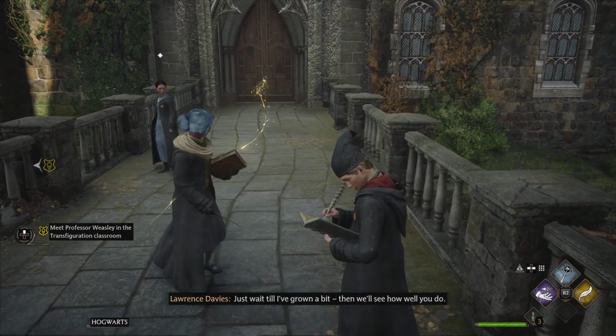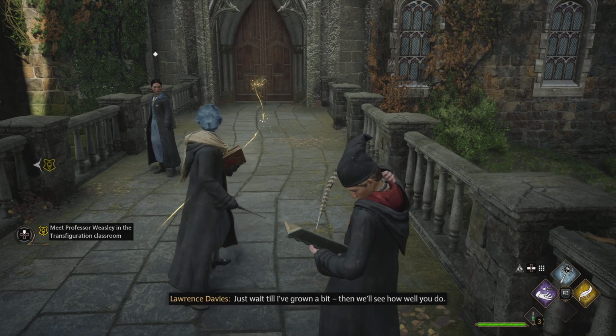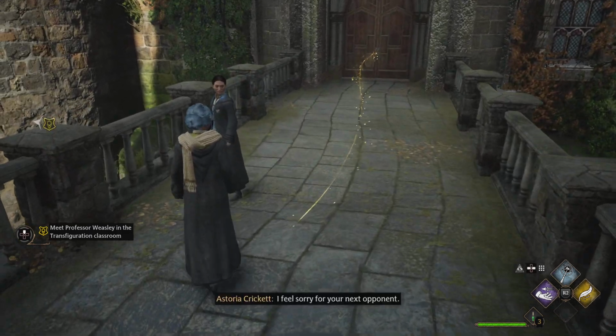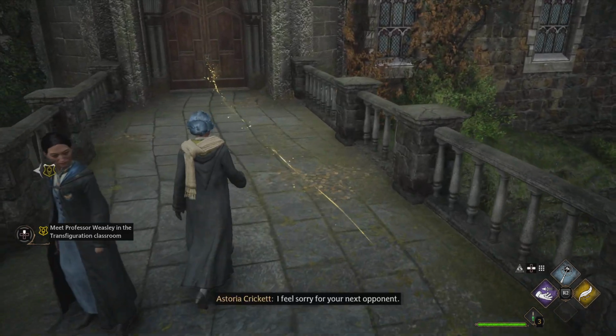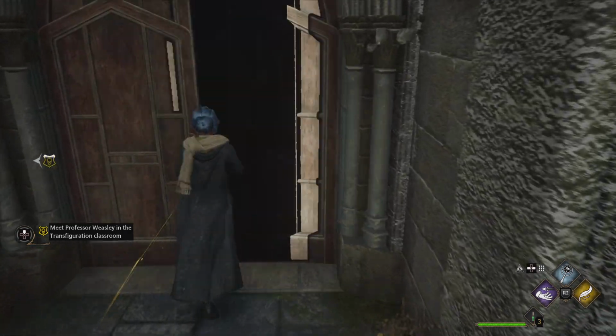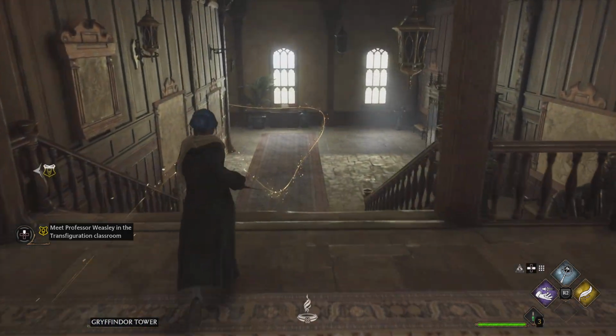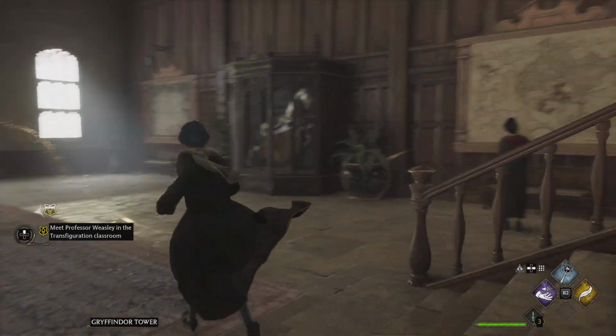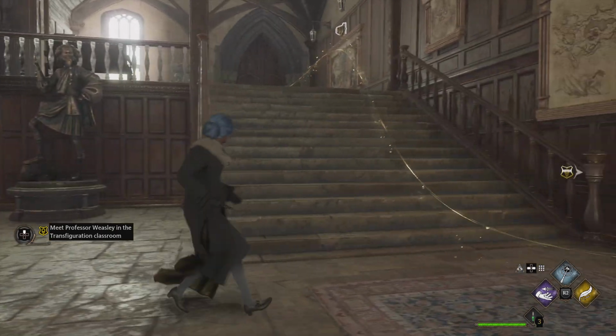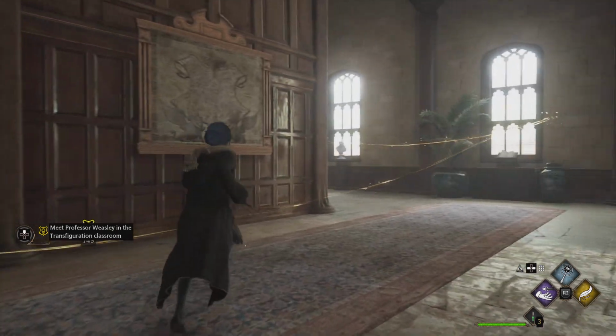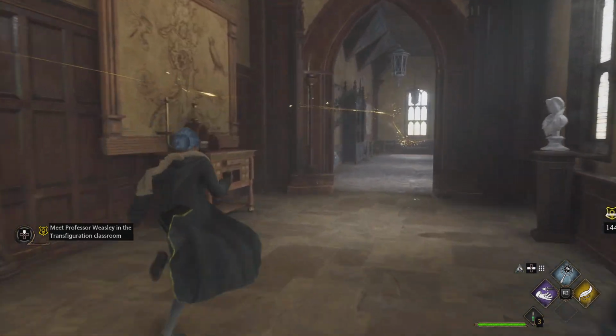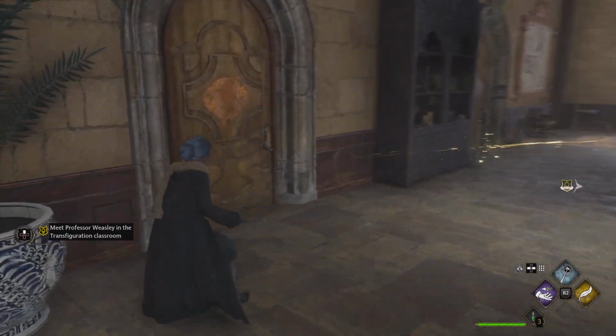Just wait till I've grown a bit, then we'll see how well you do. I feel sorry for your next opponent. Me too, baby. Me too. That's how I feel sorry for you right now. Oh! Where's the fat lady? She's somewhere around here. This is a Gryffindor area. You can tell by the redness.